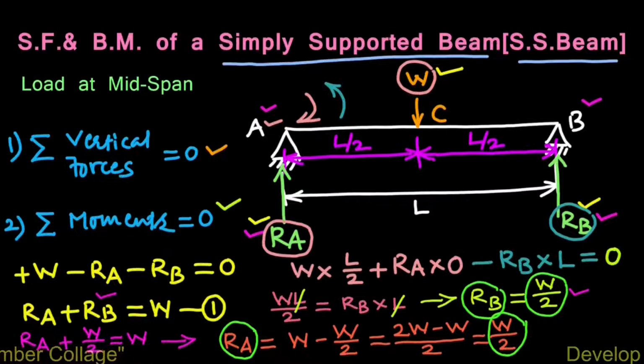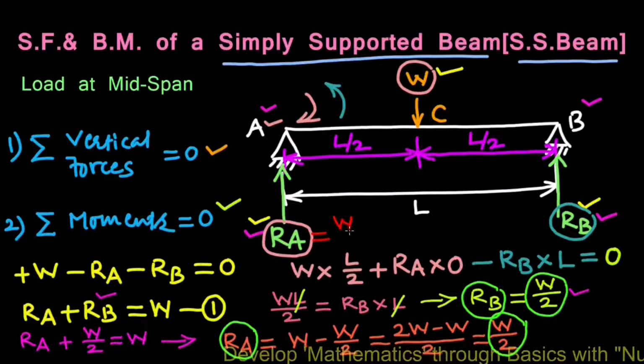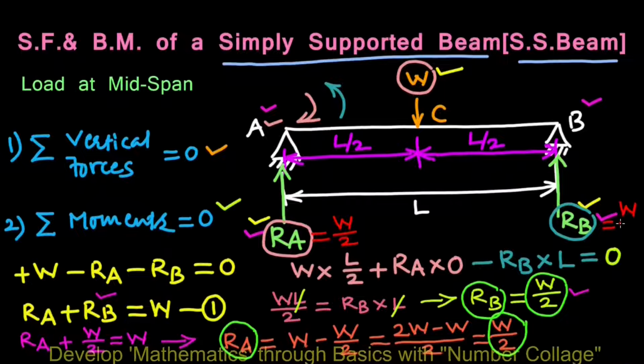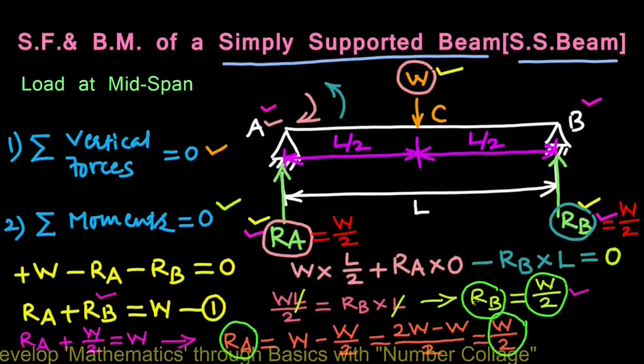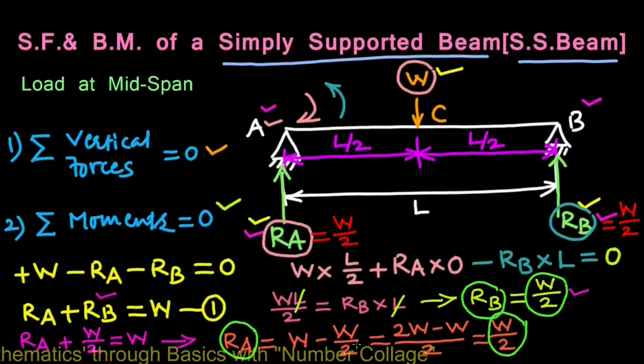So for the mid span point load, the reactions are symmetrical, which in this case are W upon 2 and W upon 2 each. So this is how we can find the reactions at the ends of a simply supported beam or SS beam.